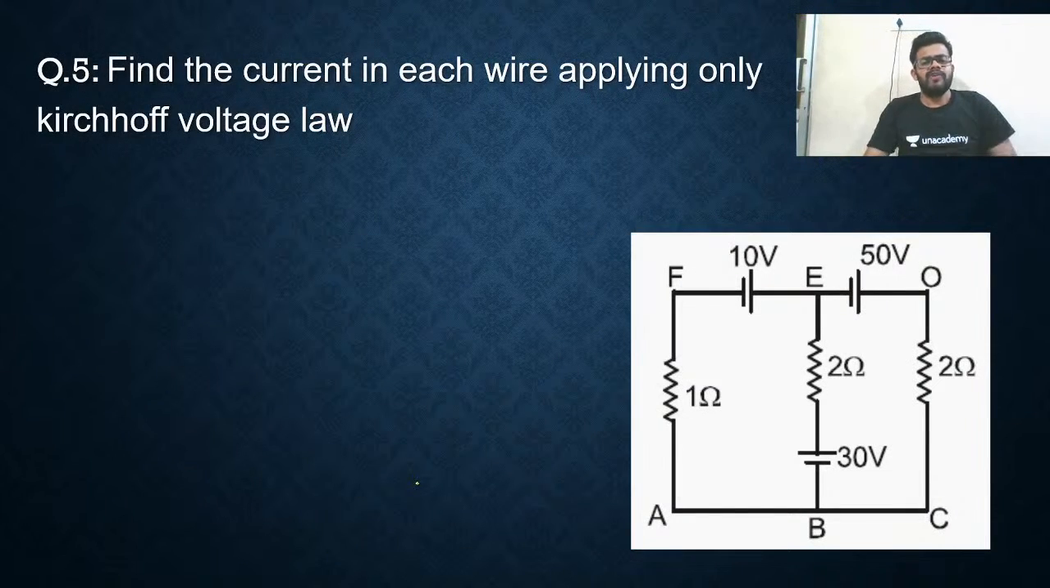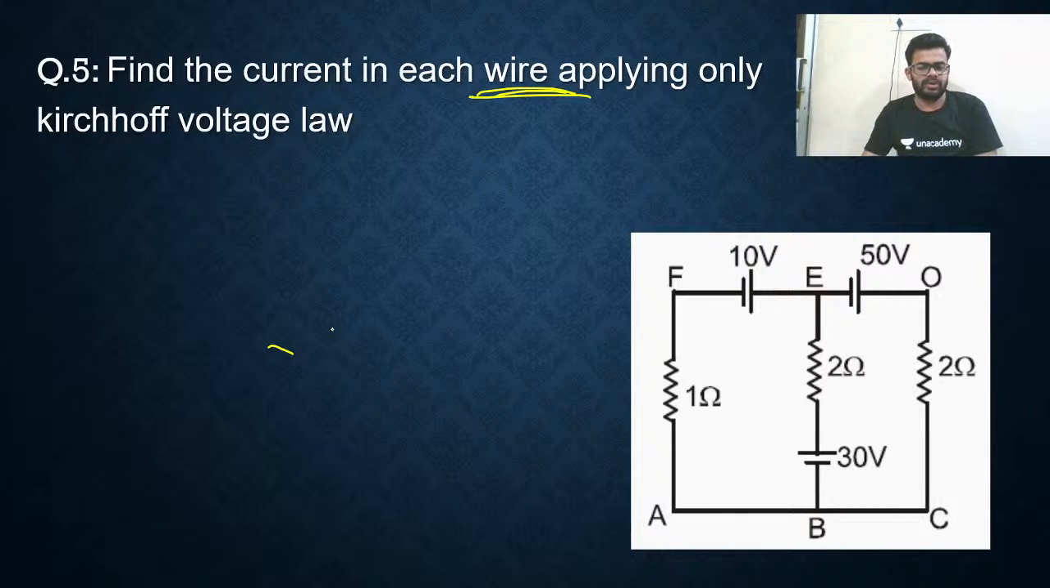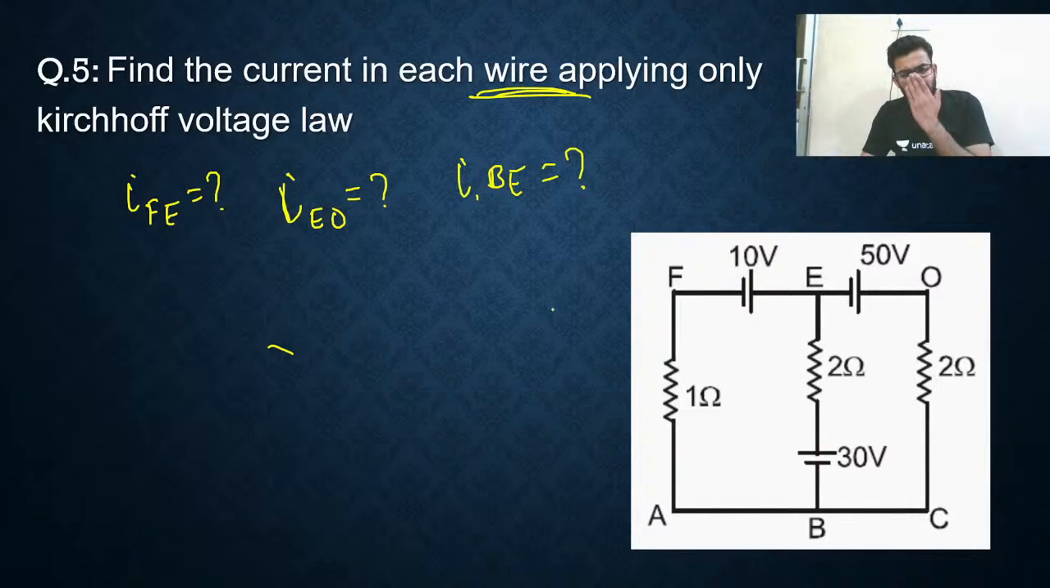Next, find the current in each wire applying only Kirchhoff's voltage law. My dear, you can apply junction also, but use Kirchhoff's voltage law and find the answer. Current in each wire you need to find. Okay, right? So IFE you find, IEO you find, and next IBE you find. These all things you need to find. Okay, these all three currents.